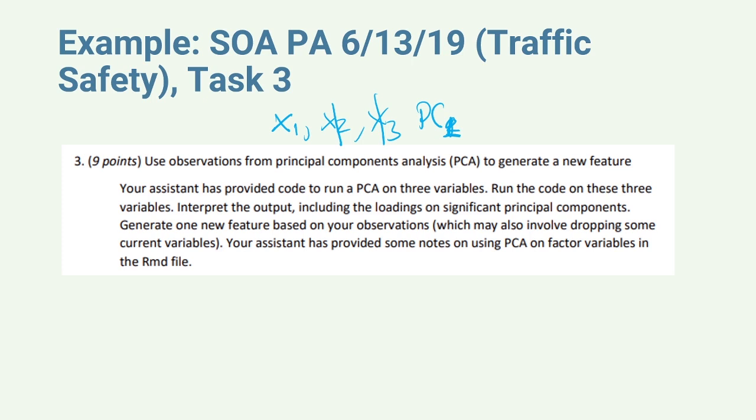So your assistant has provided code to run PCA on 3 variables. Run the code on these 3 variables. Interpret the output, including the loadings and the significant principal components. Generate one new feature based on your observations, which may also involve dropping some current variables. Your assistant has provided some notes on using PCA on factor variables in the R Markdown file.